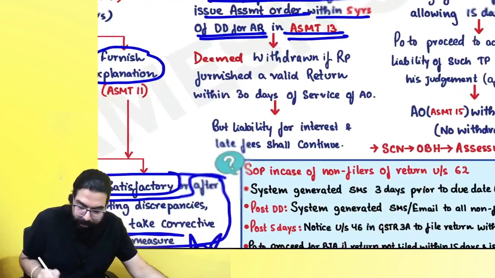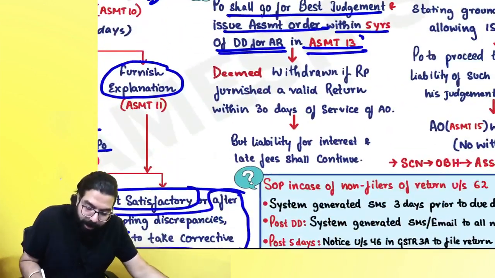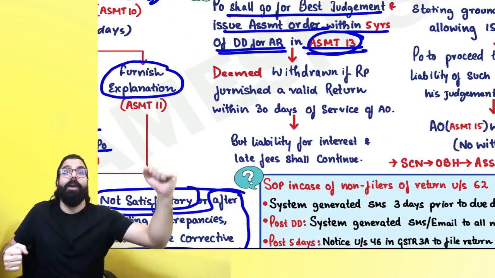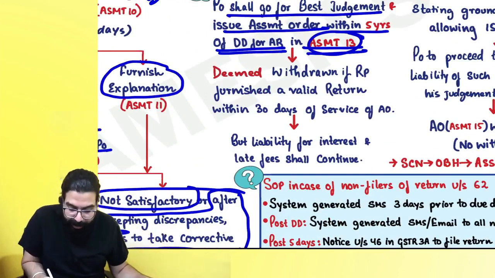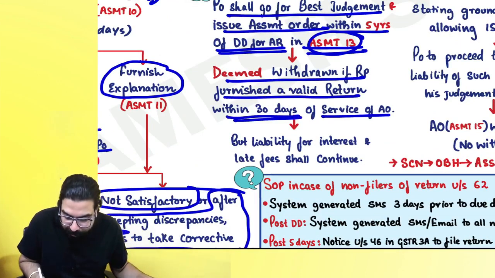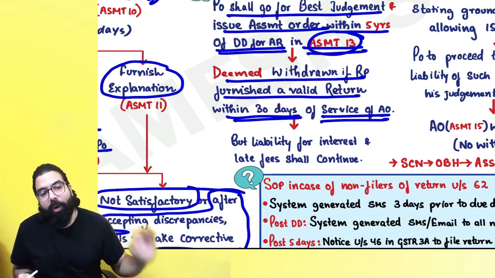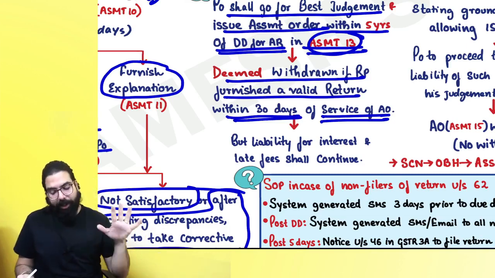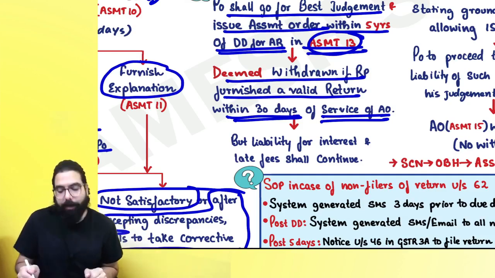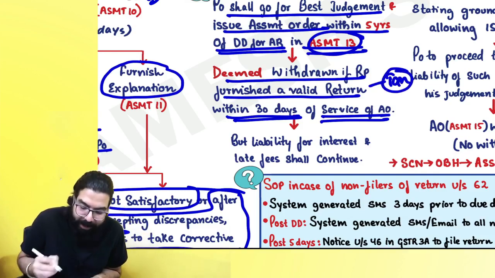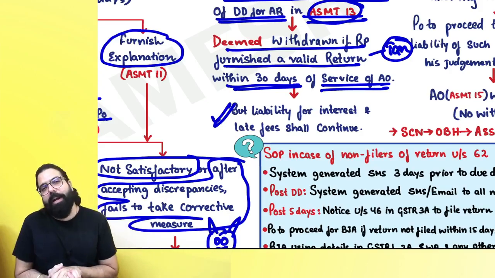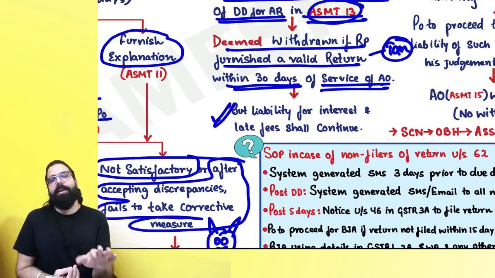The next one is this assessment order. The officer told you, you did not file your return, take your assessment order. You have 30 days. Deemed withdrawal: if a registered person files a valid return within 30 days of the service of the assessment order, the assessment order is withdrawn. Valid return means a return where you pay the tax and file the return. Now you have paid the tax. But the liability for late fee and any other amount will still continue. You have to pay that.